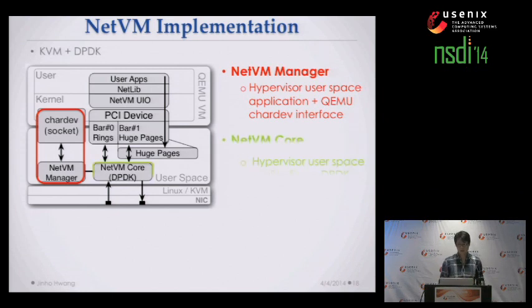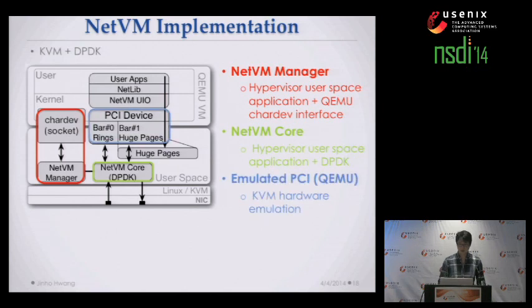Also, the NetVM core has all about the DPDK. It handles the shared memory and the shared queue, and it interfaces to the PCI and delivers all the packets and does the core things. And the emulator, the PCI device, actually exposes the memory in the hypervisor, and it also has a proprietary ring between the virtual machine and the hypervisor, so it delivers a packet descriptor between them.